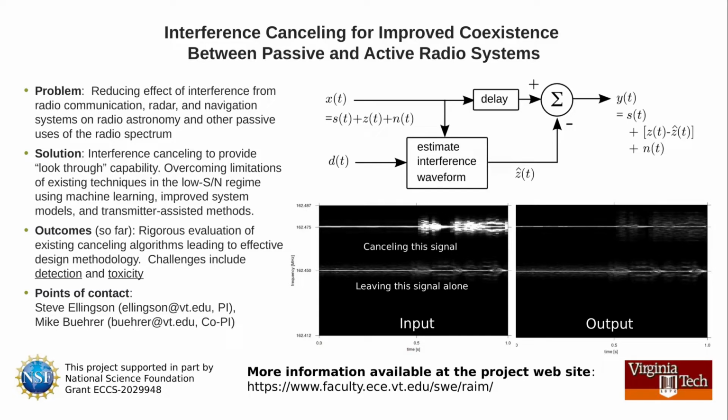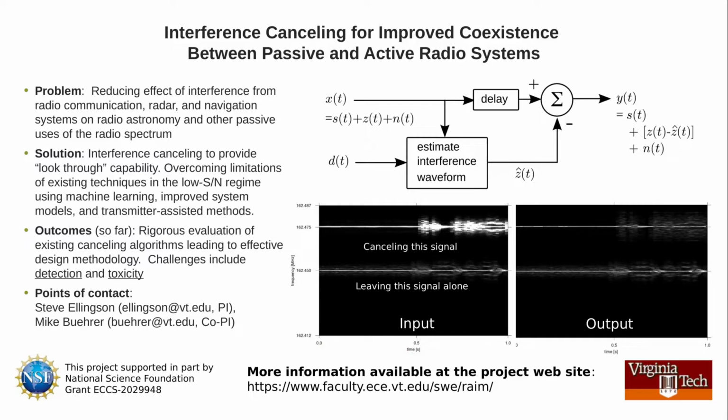For a long time, radio astronomers have been able to contend with this interference by avoidance, that is, by not observing when the interference is present, or simply by deleting portions of an observation that are afflicted by the interference. However, this is becoming gradually more difficult as active uses of the radio spectrum continue to proliferate. We're investigating a third option for mitigation beyond avoidance and data editing, and that is to use interference canceling to provide the ability to look through the interference.